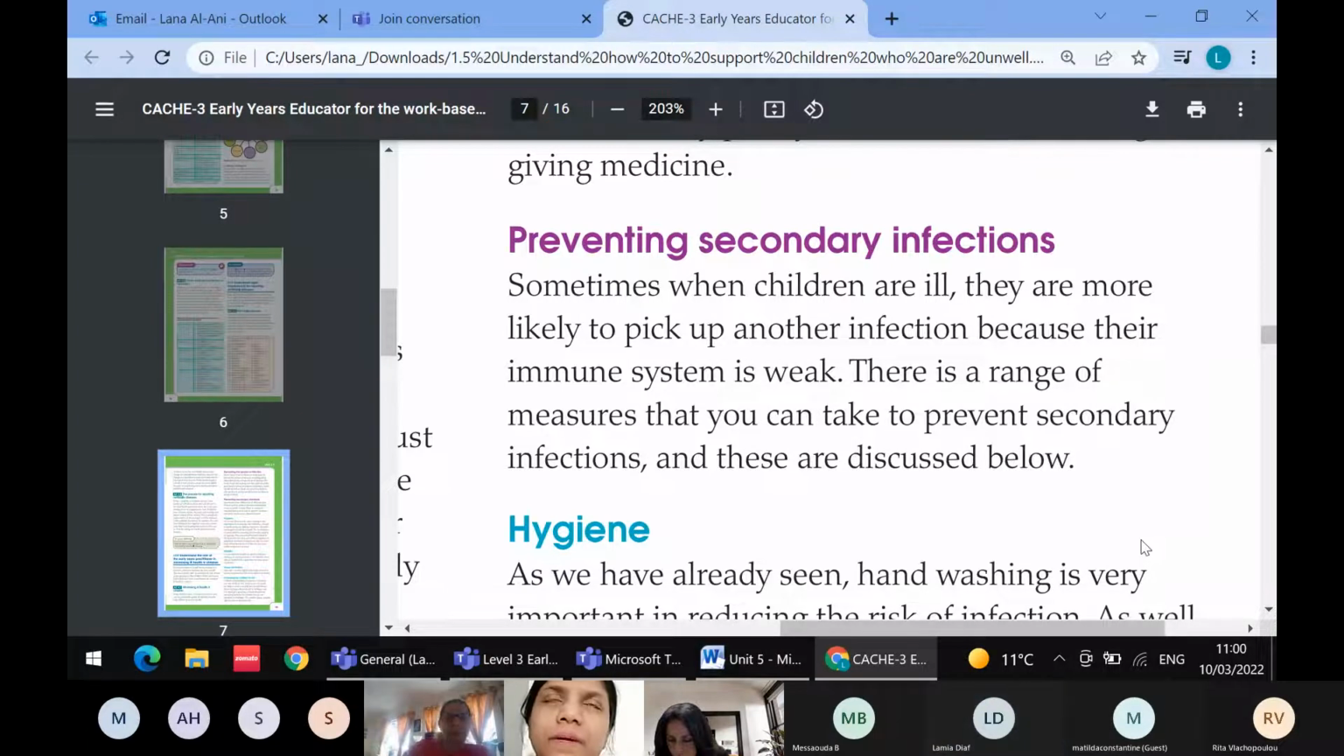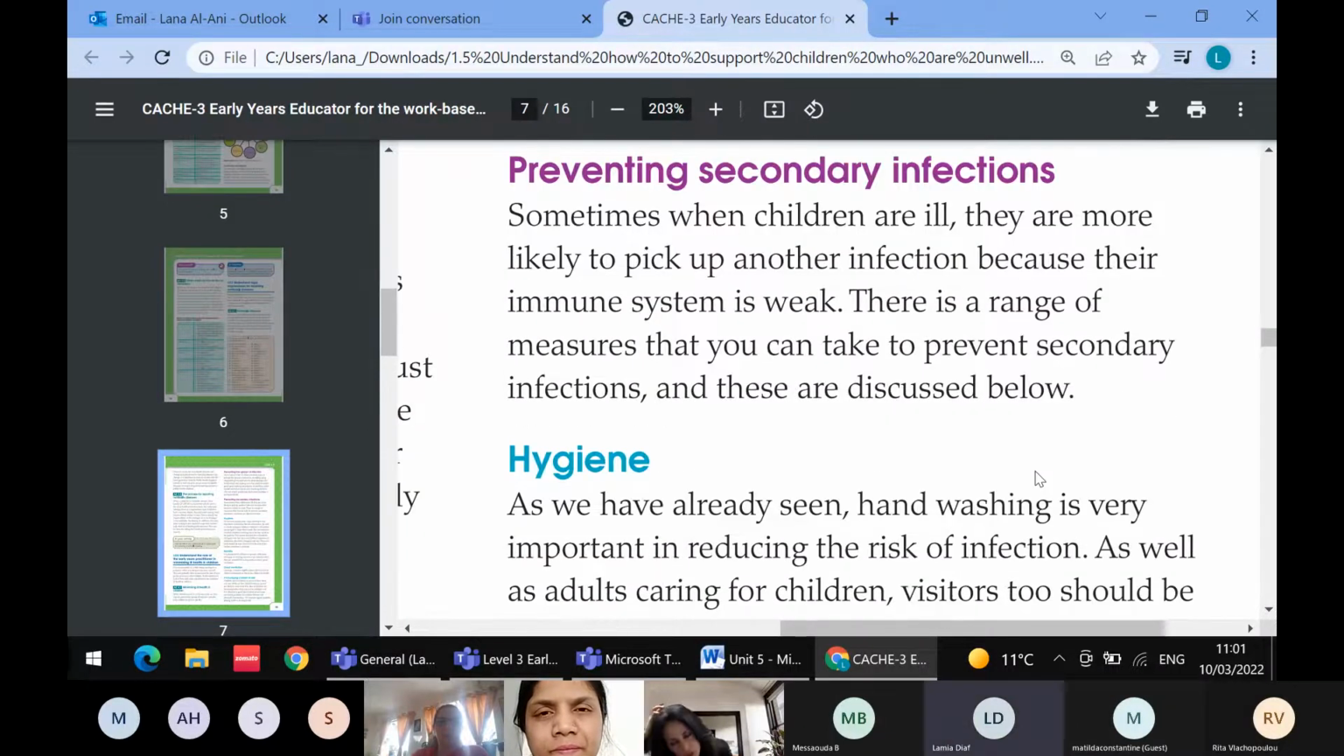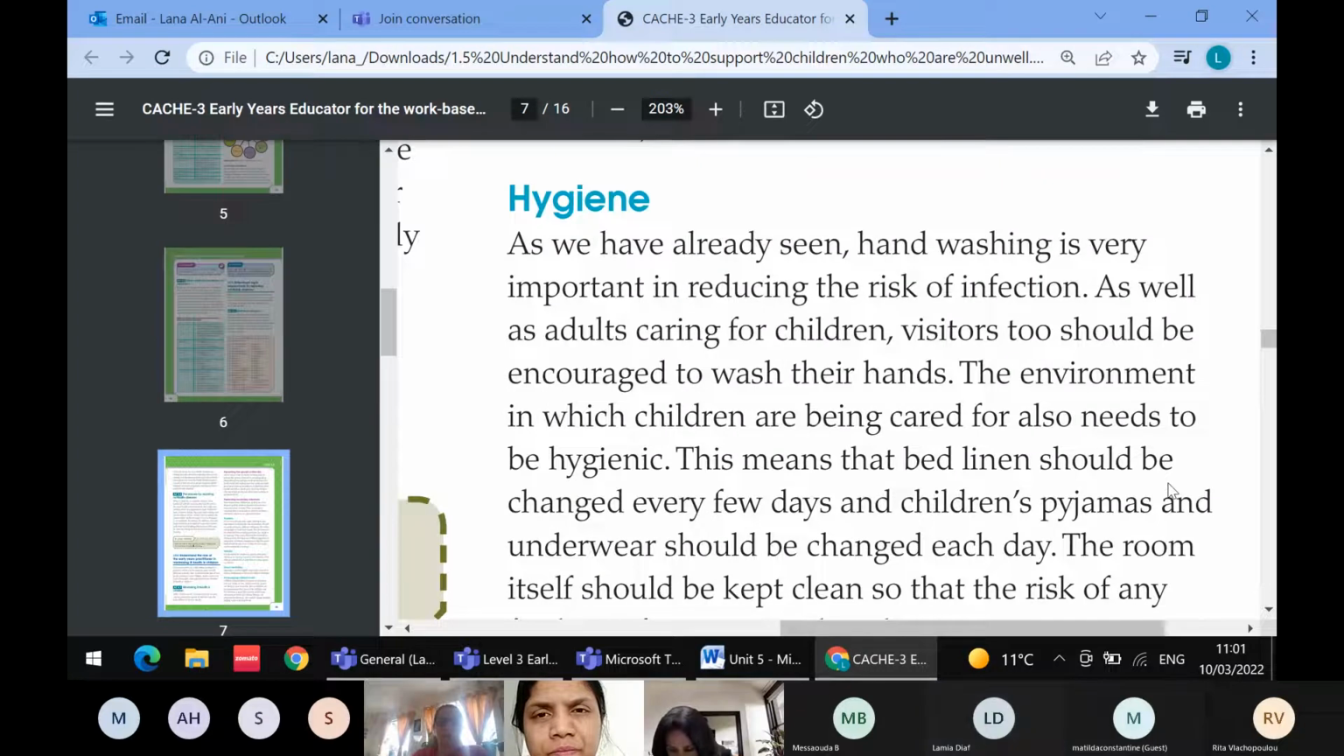So sometimes there is a secondary infection. What's that secondary infection? If the child is ill, they are weak, so what happens? They will pick up another infection because their immune system is really weak and the body can't fight these germs. So to prevent it, what can we do? Vaccination. Yes. Or advise parents to keep their child staying home.